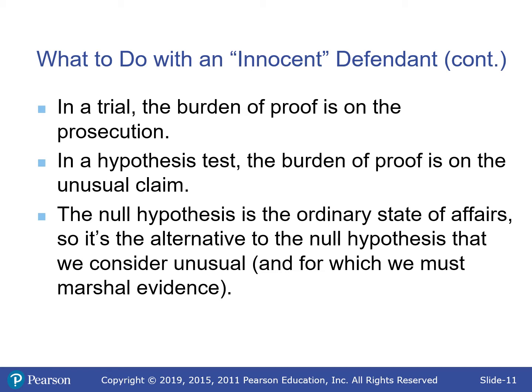So in a trial, the burden of proof is on the prosecution. In the hypothesis test, it's on the unusual claim, which is the alternative hypothesis, because the null hypothesis is normal, it's the ordinary, it's the status quo. And so the alternative hypothesis is the unusual one.